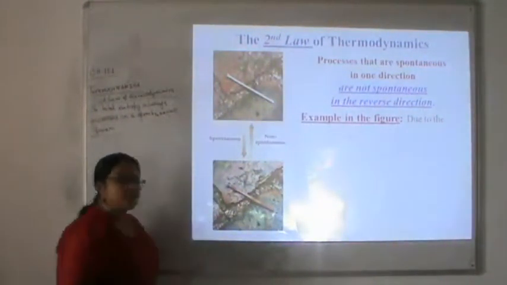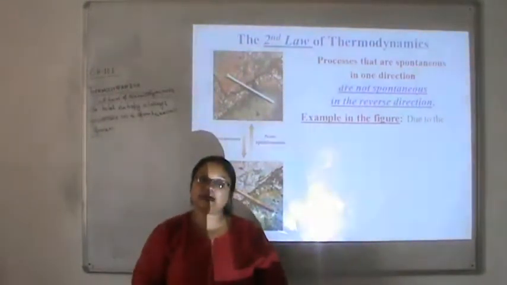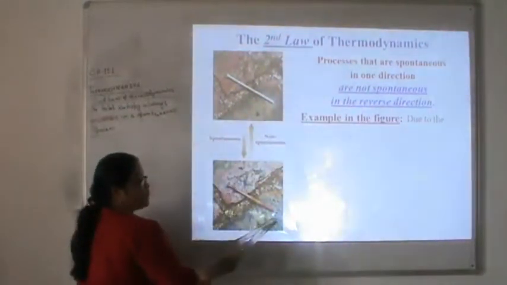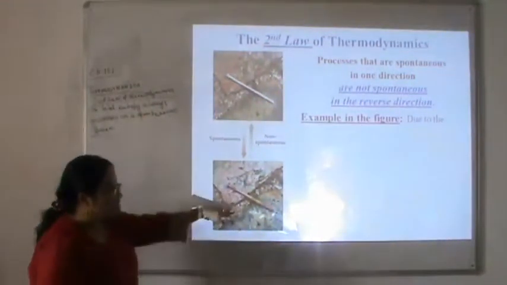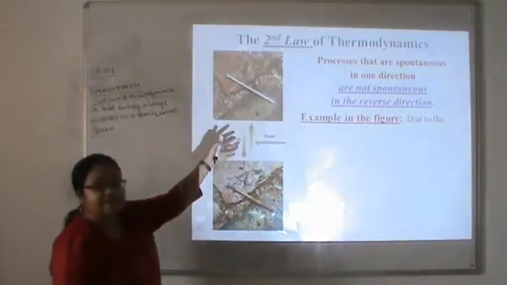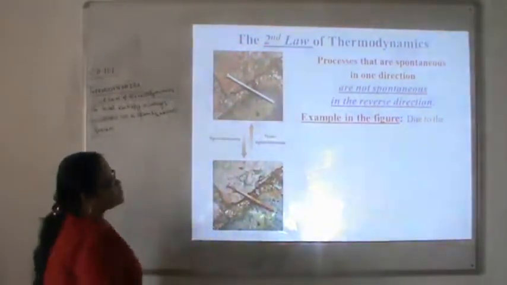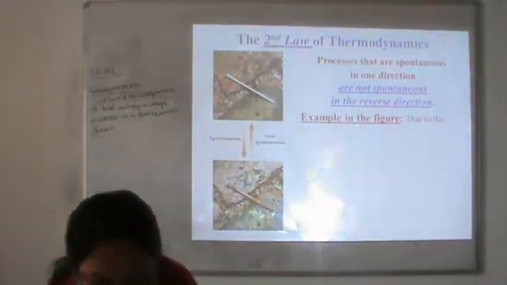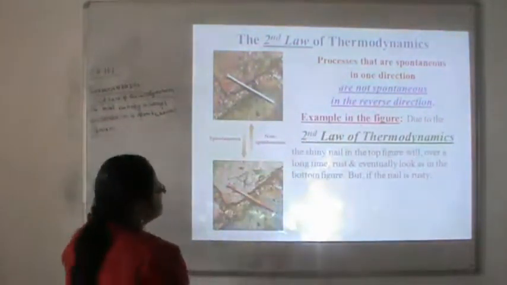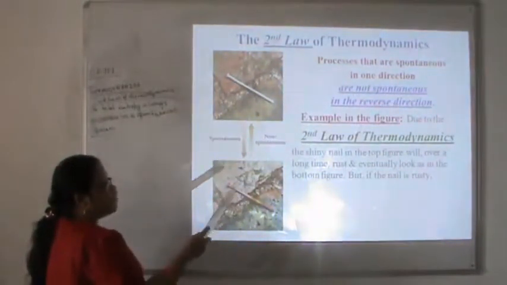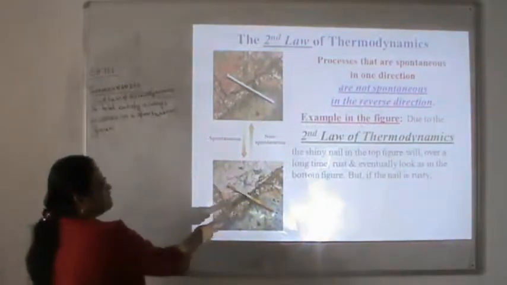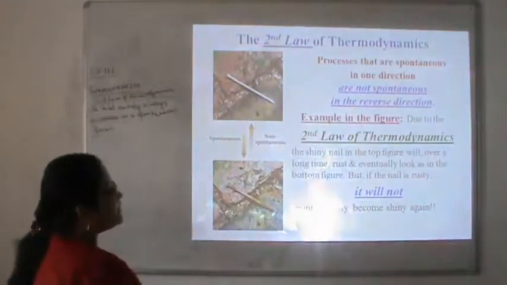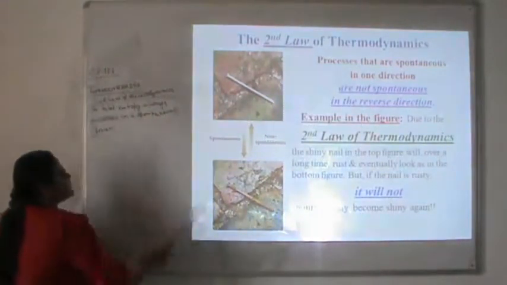The process is this rust formation. Rust means iron oxide. Iron oxide formation is spontaneous. In the forward process, the shiny nail becomes brown due to rust formation. But in the opposite process, this rusty nail can't be converted to shiny automatically. So the processes that are spontaneous in one direction are not spontaneous in the reverse direction. So in this figure, due to the second law of thermodynamics, the shiny nail in the top figure will over a long time rust and eventually look like the bottom figure. But if the nail is rusty, it will not spontaneously become shiny again. So this is the second law of thermodynamics.